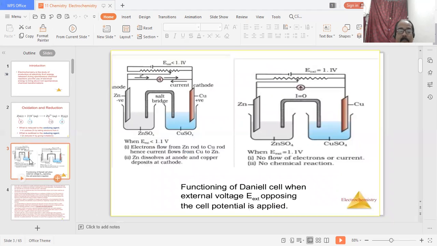In the next slide, function of Daniell cell. When external voltage E ext opposing the cell potential is applied. So this is the zinc and copper, the two apparatus, and both apparatus have two types of electrode, one zinc and one copper. So copper represents positive, and zinc here represents negative.